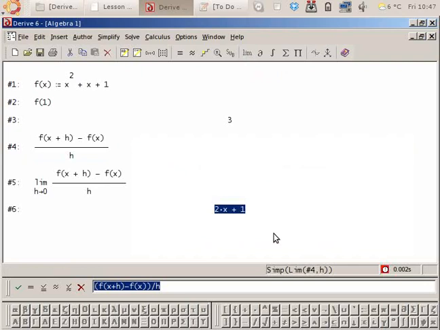You forgot your close bracket. That's right. Yes. Did you type it in right? Did you make the h come to 0? No, you said h come to 0. You have to make the h go to 0.